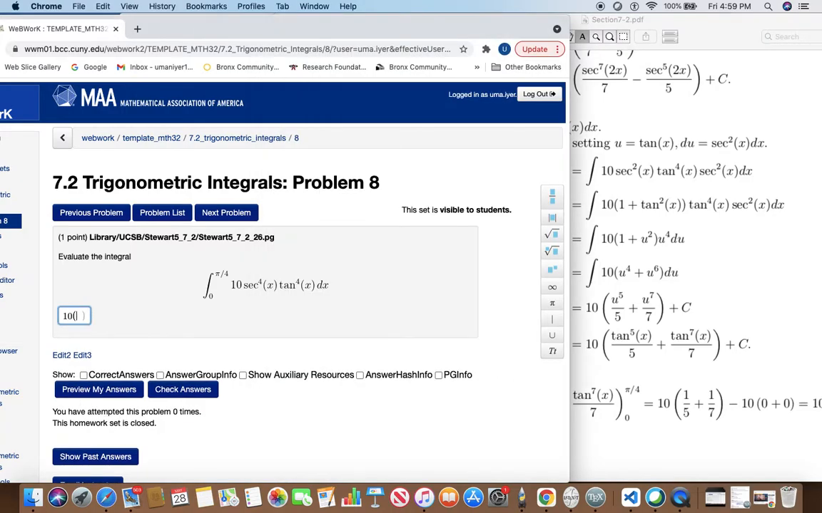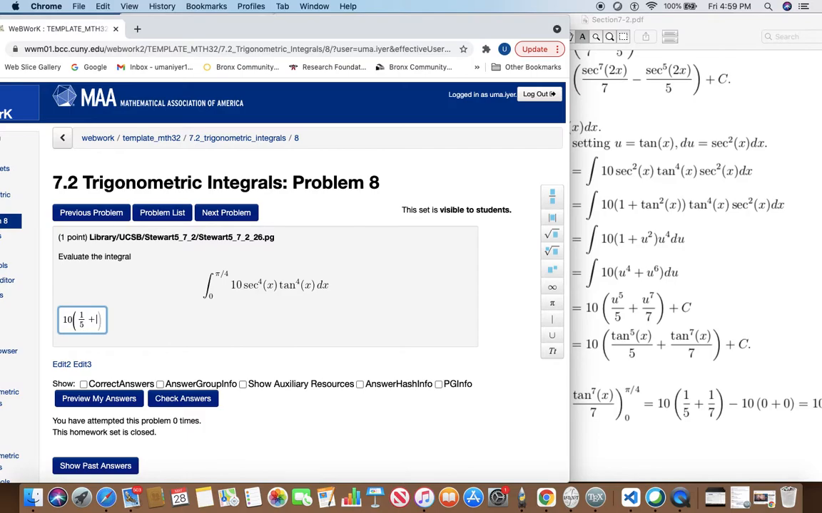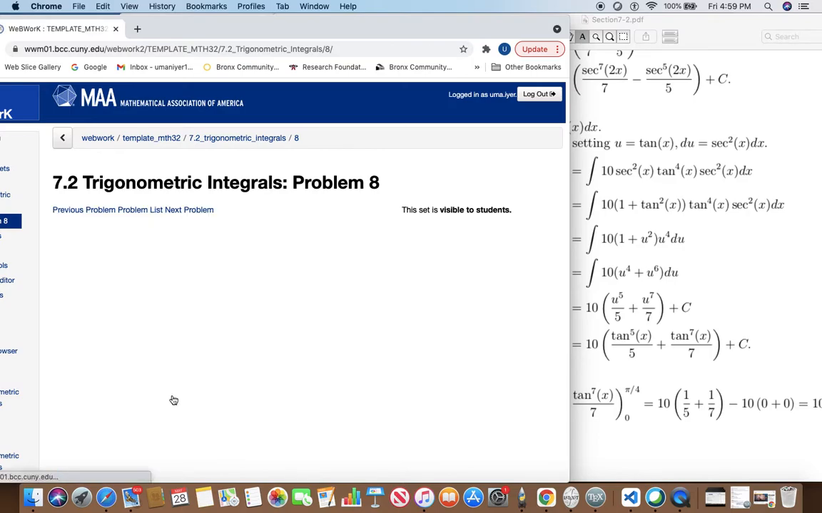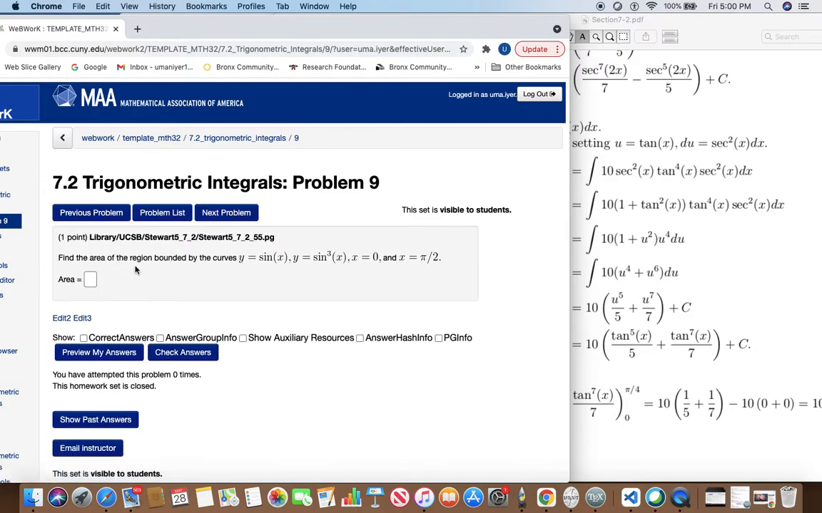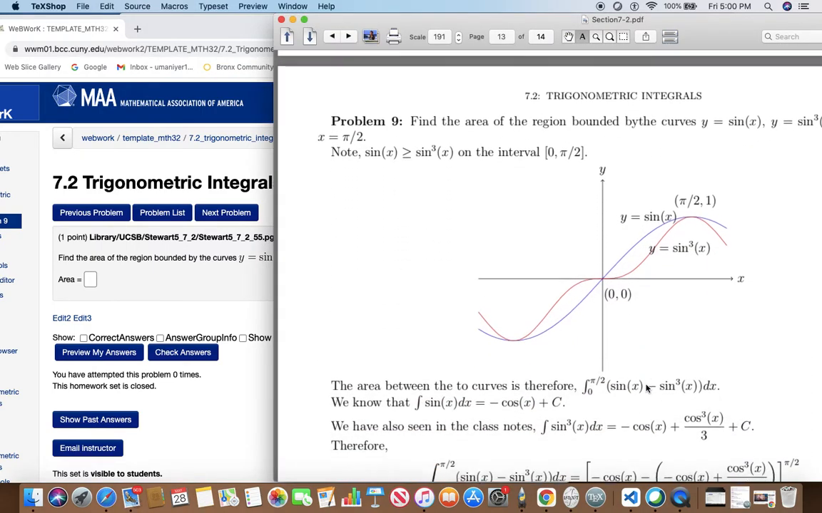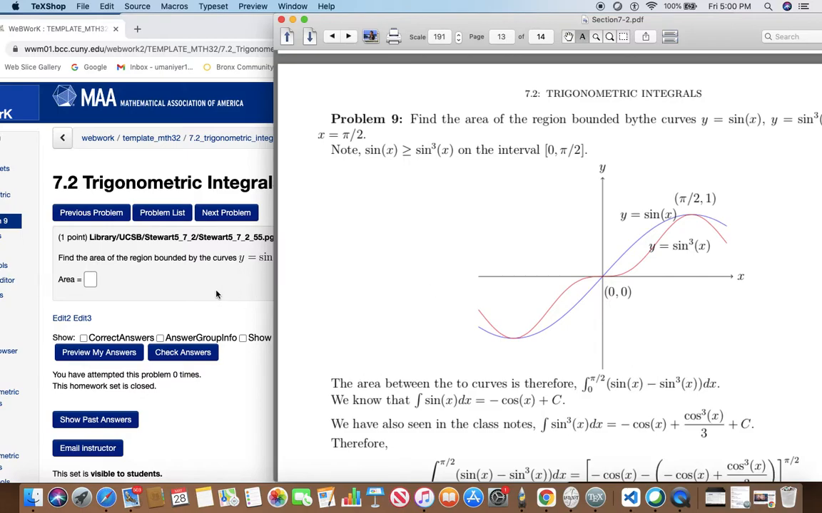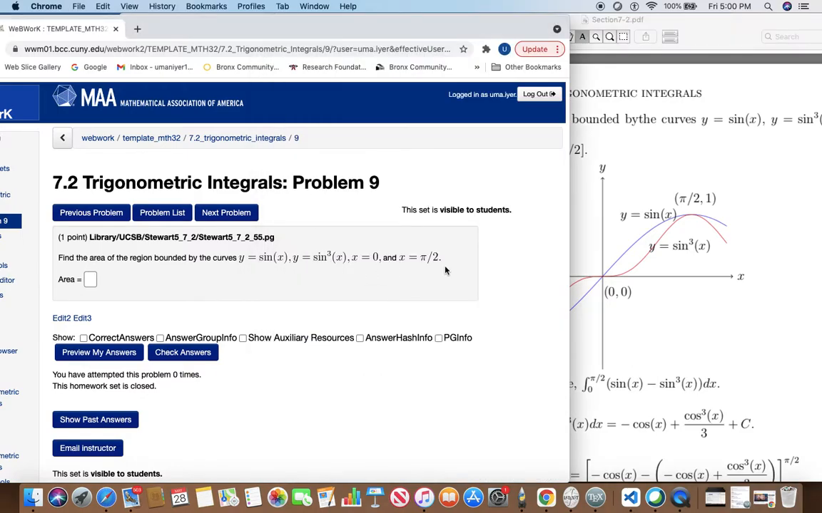Tan 1 over 5 plus 1 over 7. Okay, let's check. It's correct. Next problem. Find the area of the region bounded by curves y equals sine x, y equals sine cubed x between 0 and pi by 2. Area of the curve, that's a nice one. So between 0 and pi by 2.